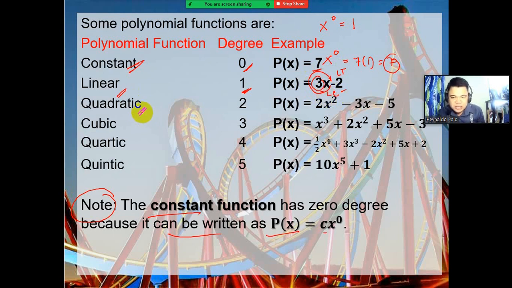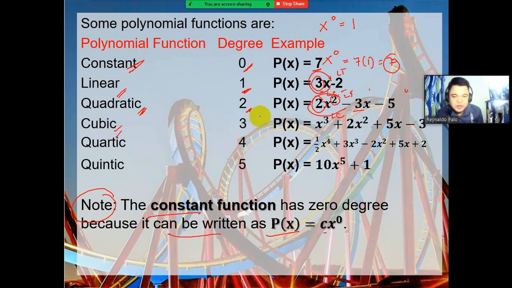Next, we have quadratic. When we say quadratic, the highest exponent is 2. So we have p of x equals 2x squared minus 3x minus 5. If it is not arranged, it's also okay as long as you're able to identify which term has the highest exponent. In this case, we have 2x squared. So quadratic means the degree is 2. The degree of negative 3x is 1 and the degree of negative 5 is 0. That's why just look at the highest degree. So 2x squared is what we call the leading term and 2 is what we call the leading coefficient.